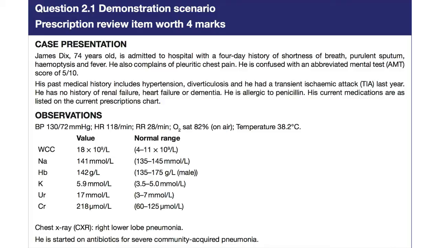So in this case, we have a 74-year-old gentleman who is admitted to hospital with symptoms and signs suggestive of a pneumonia. We also note that his abbreviated mental test score is reduced and he has hemoptysis. Past medical history of note includes hypertension, diverticulosis, and a recent transient ischemic attack. He's allergic to penicillin. Reviewing his observations and blood tests, we see a picture compatible with sepsis, with raised inflammatory markers, reduced renal function, and hyperkalemia.